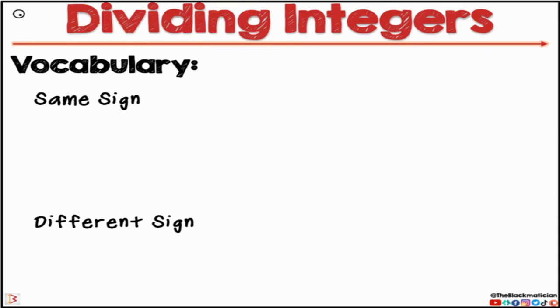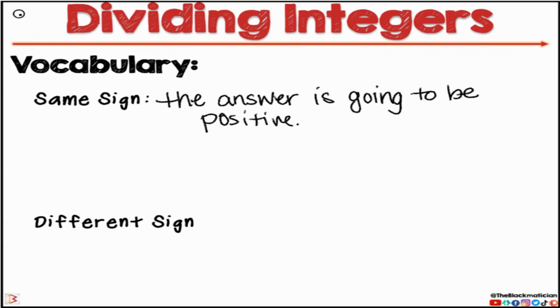Just like when we multiply integers, when we are dividing integers of the same sign, the answer is going to be positive. For instance, if I do 8 divided by 2, I have a positive 8 and a positive 2, so my answer is also going to be positive. And then when I divide those, I'm going to get 4. So positive 8 divided by positive 2 is going to equal a positive 4.